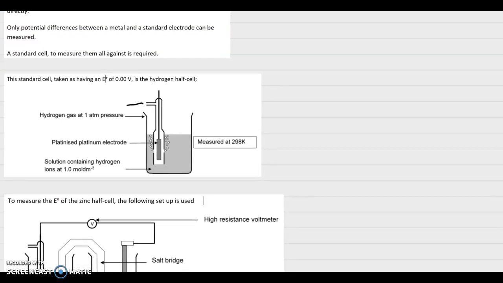So let's look at this cell. The cell here contains a chamber where we input hydrogen gas at 298 K, and we pump in hydrogen gas at 1 atm, and inside this hydrogen half cell we have a platinum electrode. This whole setup is immersed into a beaker of hydrogen ion at 1 molar. So what is meant by this solution containing hydrogen ion at 1 molar?